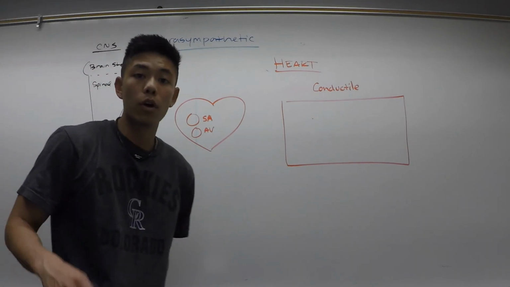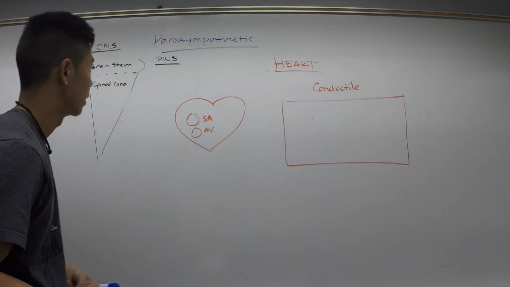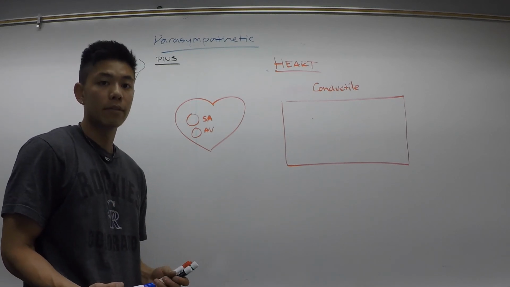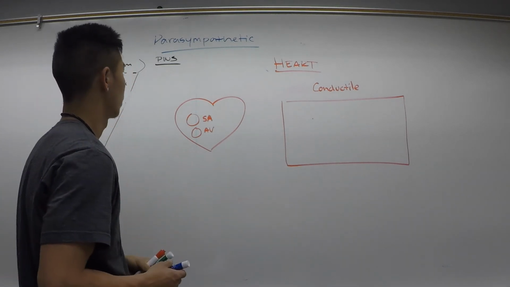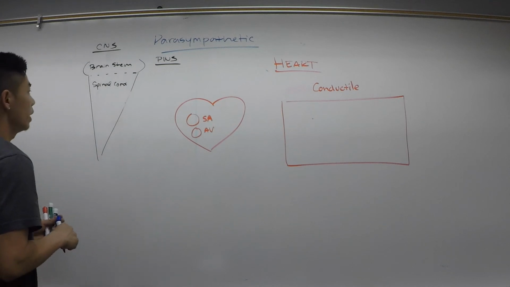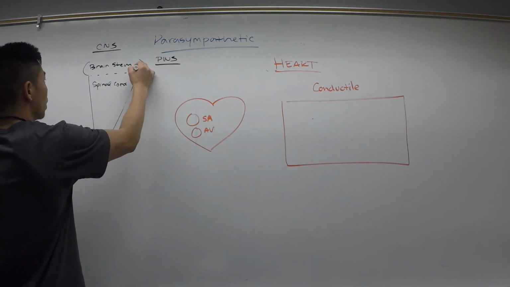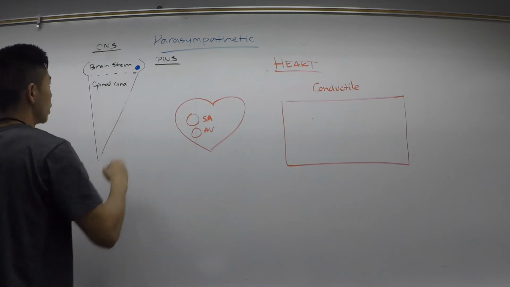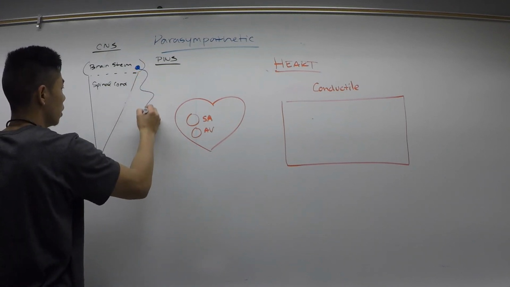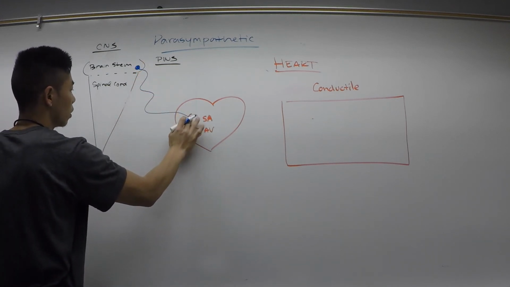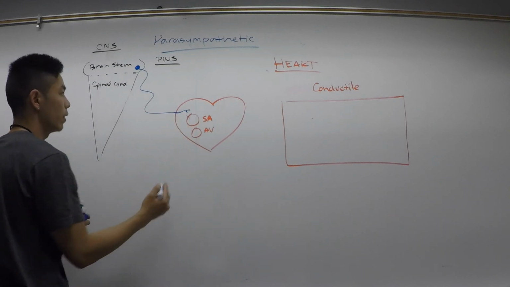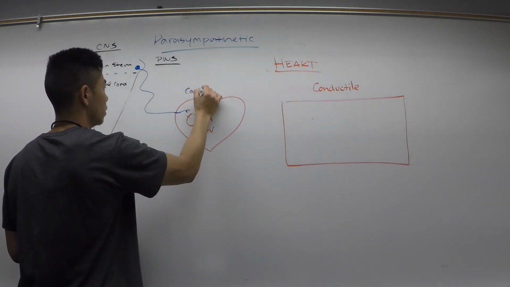All right, so for our parasympathetic nervous system, it's only going to affect our conductile cardiomyocytes. And so here, we're going to have our preganglionic cell body located in the brainstem. And so this neuron is going to be longer, and it's going to come all the way to the heart, and it's going to synapse off in the heart in an area known as the cardiac ganglia.